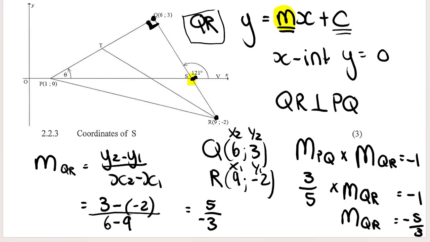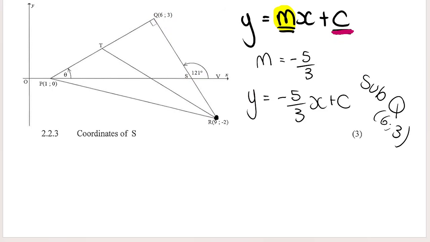Now my next step would be to find c, which is my y-intercept. To find c, my y-intercept, I'm going to take one of these 2 points that fall on the line QR. So I'm going to just choose Q. I'm going to sub that into my x and my y, and I'm going to solve for c. So there we go, y equals mx plus c. I filled in my gradient, and now I chose Q.